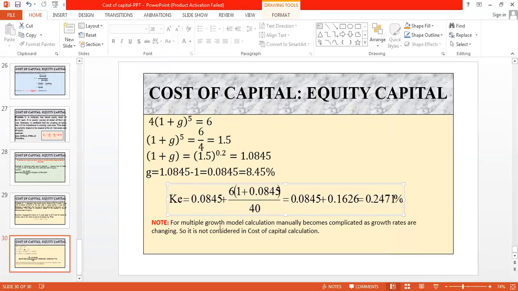We will not consider the multiple growth model because the calculation of cost of capital by this model is much more complicated and requires a lot of Excel calculation. It is very difficult to do it manually. So we are ending the discussion on cost of capital on the basis of the dividend capitalization model. In the next lecture, we will discuss some new concepts of calculating cost of capital. Thank you.